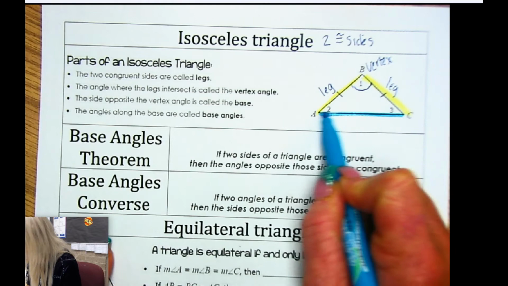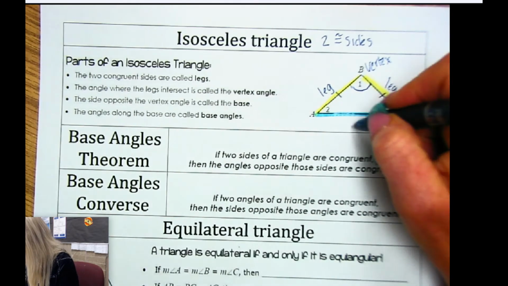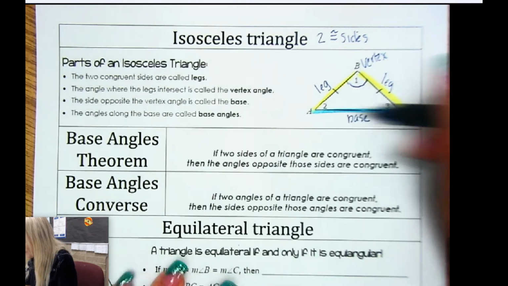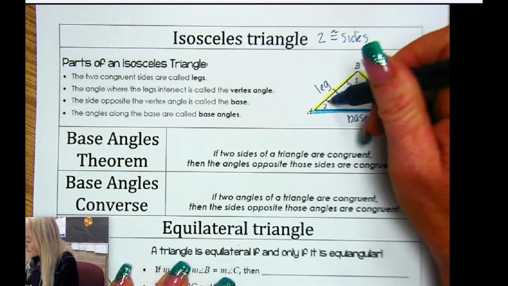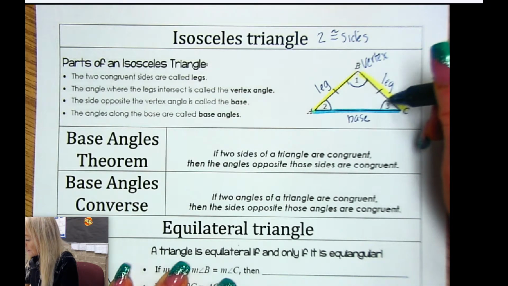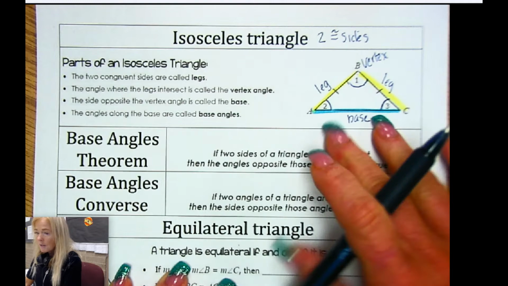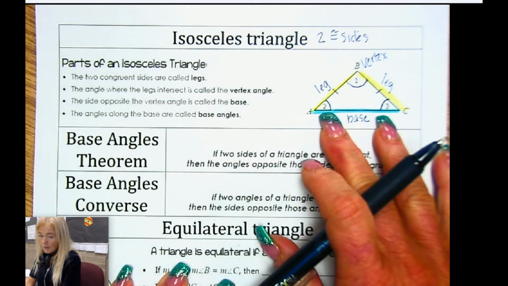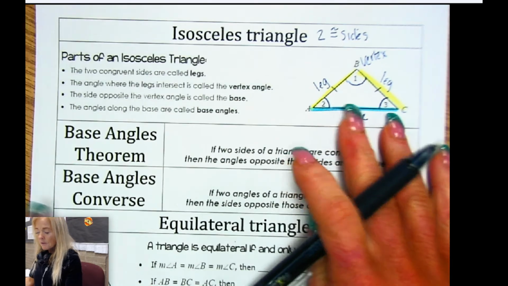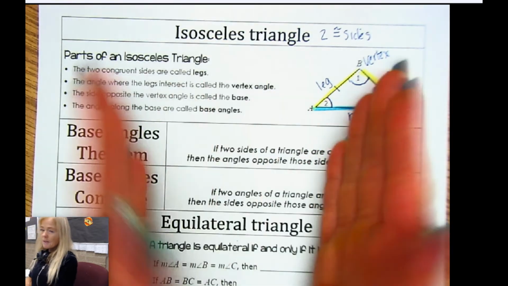Attached to the base, let me really quickly write base. Attached to the base on either end, we have base angles. All right? Now, those base angles are going to be congruent because, I'm going to see if you guys can see this for a minute. All right, I've done this before, I think, in class.